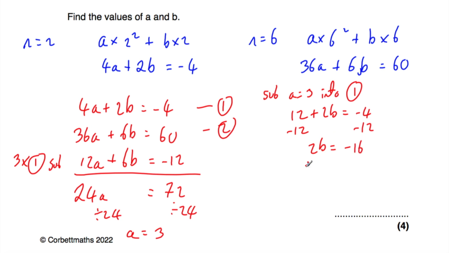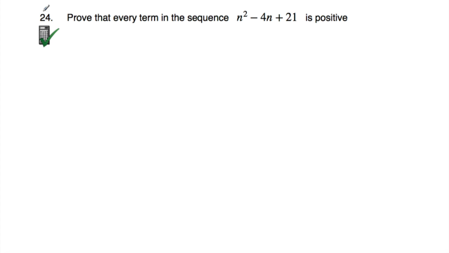Now we want to find out what b is, so let's divide by 2 and divide by 2, and then we'll be left with b is equal to, and half of minus 16 would be minus 8. So we've got that a is equal to 3, and b is equal to minus 8, or negative 8. And the question said to work out the values of a and b, so a is equal to 3, and b is equal to minus 8. That's it. Okay, let's have a look at our last question, question number 24.